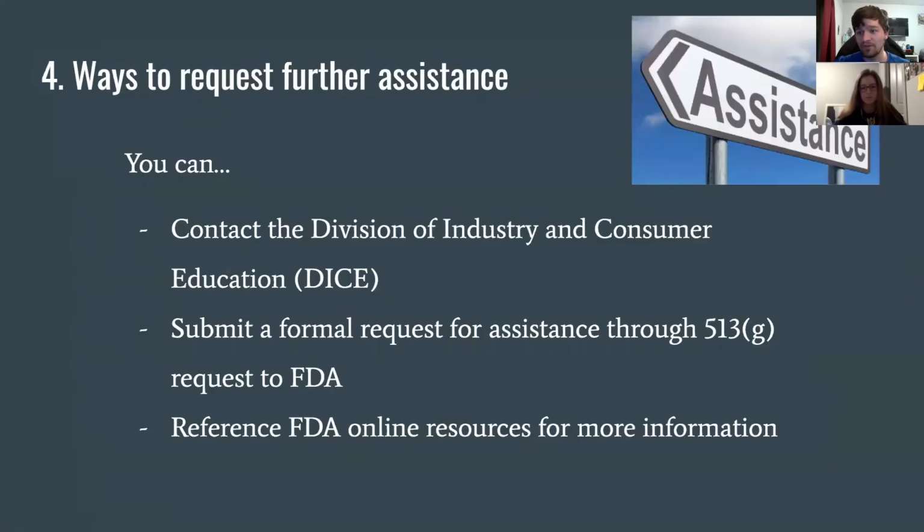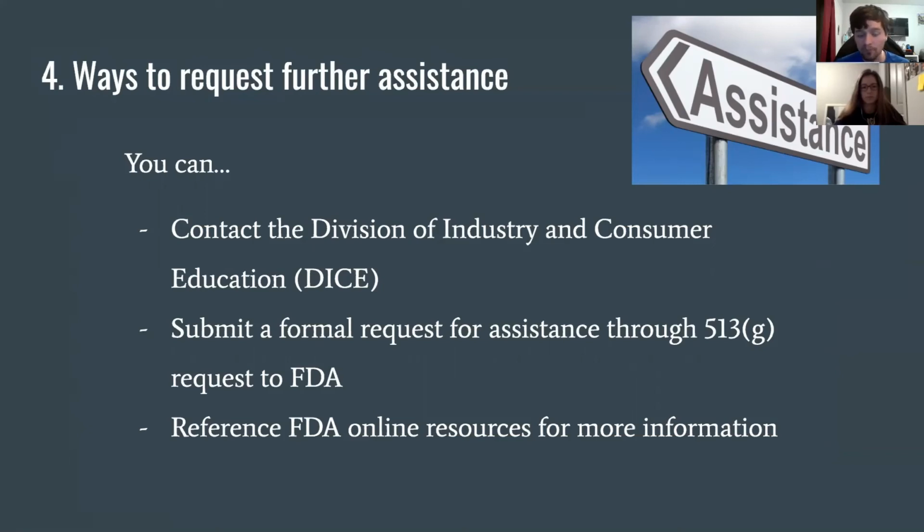It can be confusing though, which one matches which center and whether or not your product actually is classified as a medical device. So you can actually get assistance. One way is to contact the Division of Industry and Consumer Education, and they can provide some guidance on what your product is going to involve.